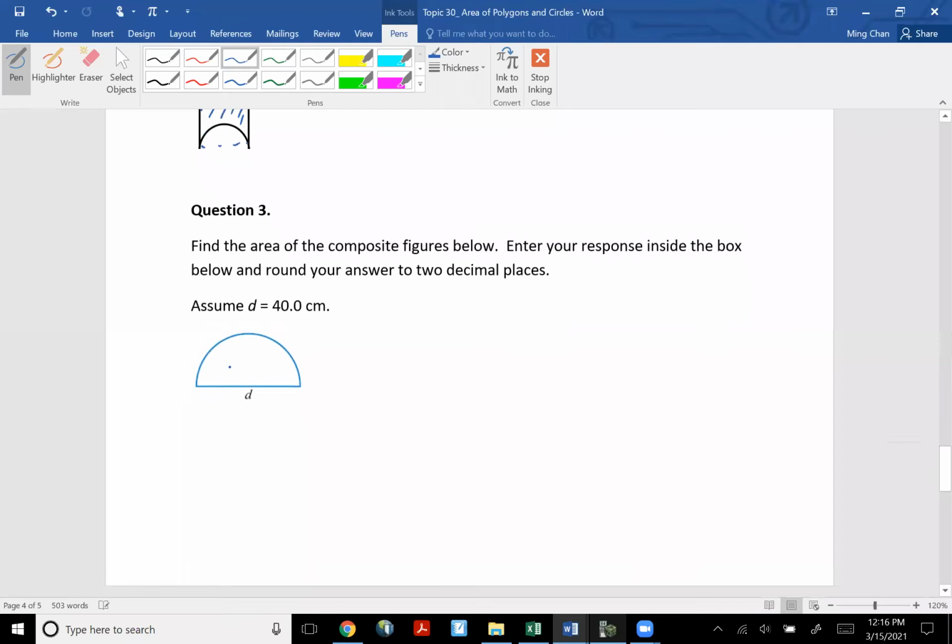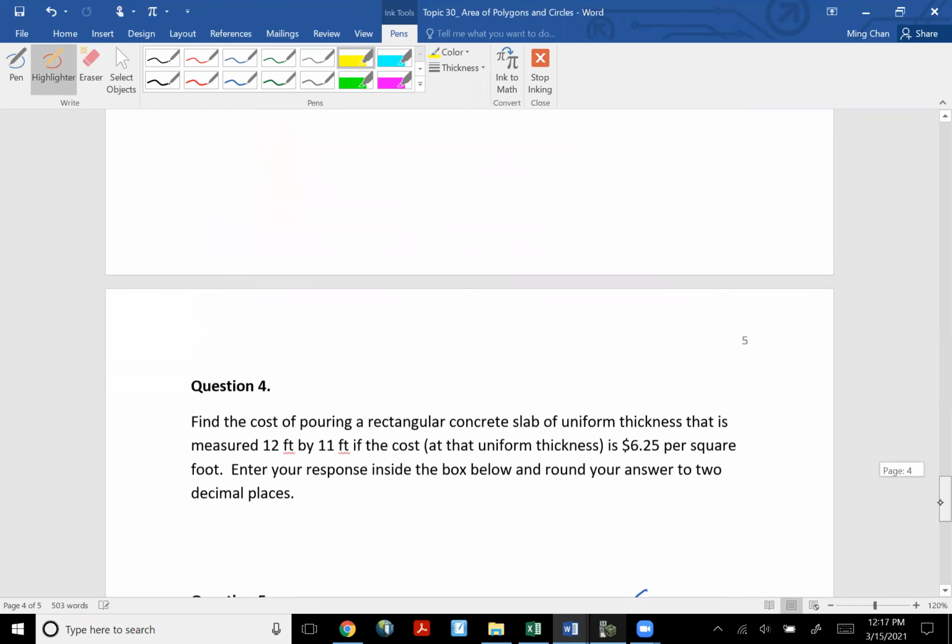All right, half a circle again. So this is only a half circle, okay? This is the area of a half circle. So all we have to do is say half times pi times radius squared. Then that will give you the entire area.